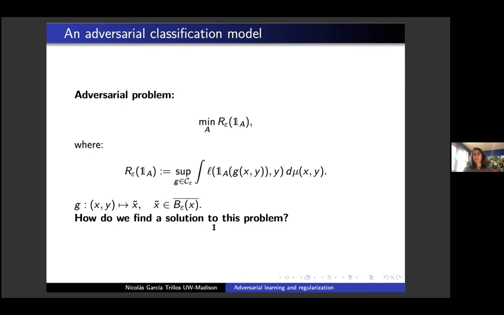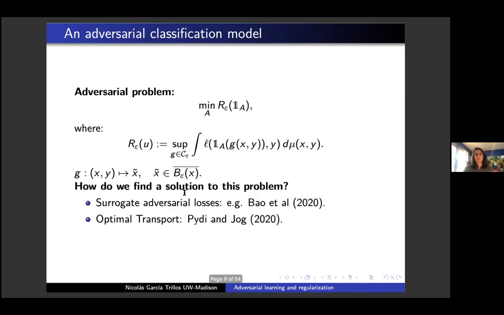But more than that, the problem itself is a min max, and there is no reason to expect that this is something that has any nice properties a priori, for example, convexity or things like this. And remember also, this is a problem over sets. So then the natural question is, how do we find a solution to this problem?